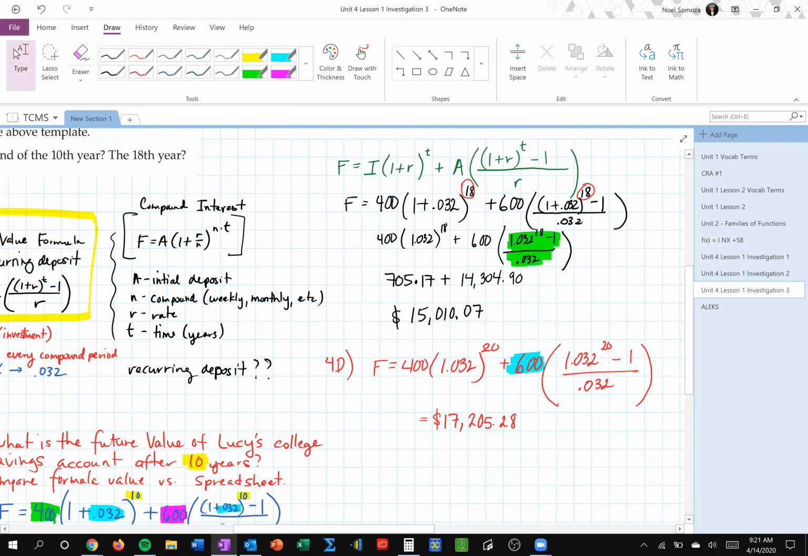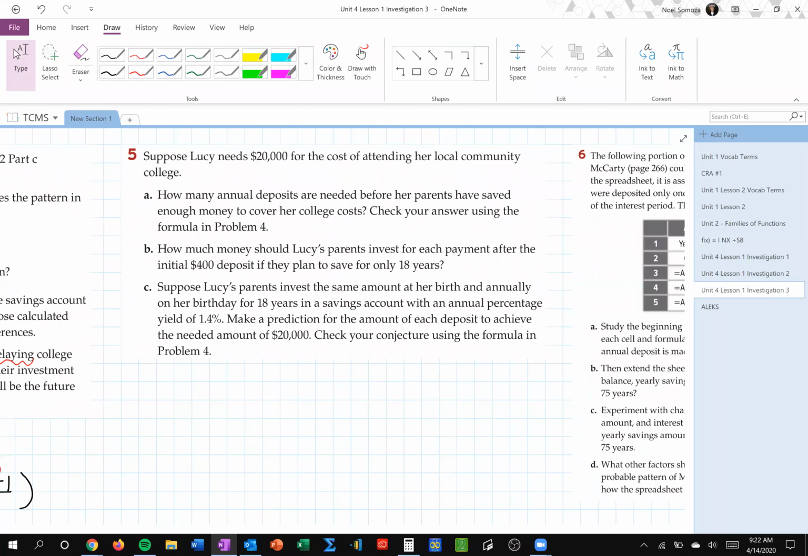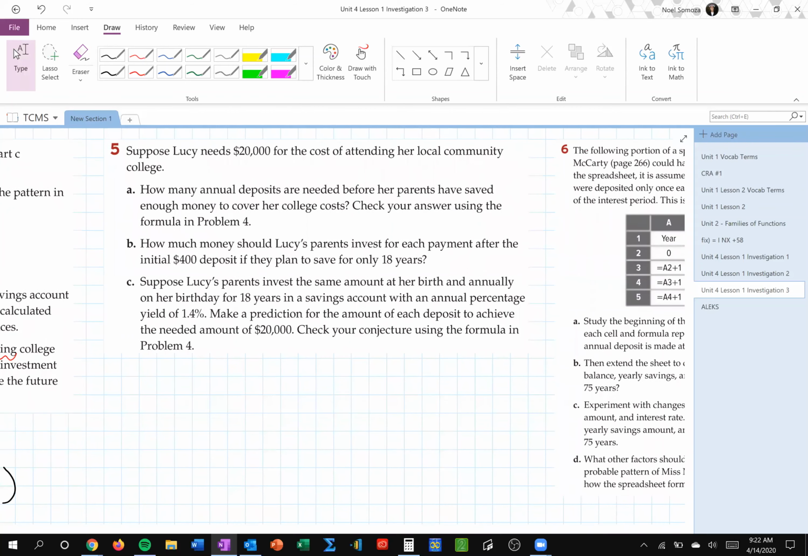So number 5 builds off of number 4, but it has us look at it a little bit in reverse. So we're going to do a little bit of solving equations. We're going to use a little bit of log. All right. So for number 5, the first thing we're told is that suppose Lucy needs $20,000 for the cost of attending her local community college. How many annual deposits are needed before her parents have saved enough money to cover her college costs? Check your answer using the formula in problem 4.